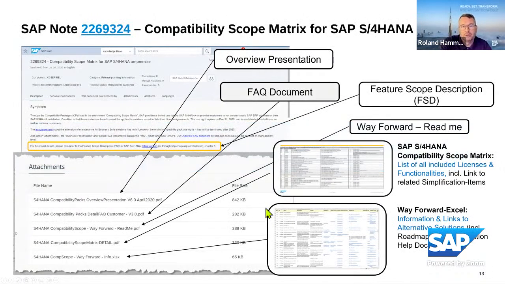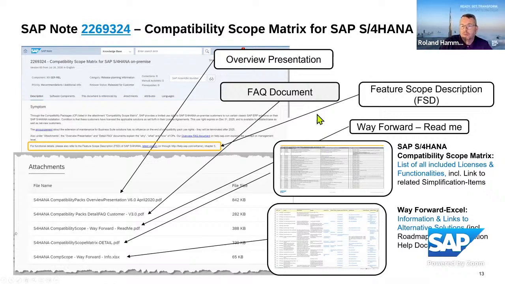So, as Michael has already said, the central information source for this documentation is on one hand the feature scope description. This is explicitly mentioned also in the central node. This node 2269.324, compatibility scope matrix for SAP S/4HANA on-premise, is if you want also, let's say, a legally binding information you can provide. And in the node itself, there is some explanatory text. There's also the link to the feature scope description where you find the latest version always in the help portal. And very important, as you can see here on that slide, are the attachments to that SAP node. There are a couple of attachments.